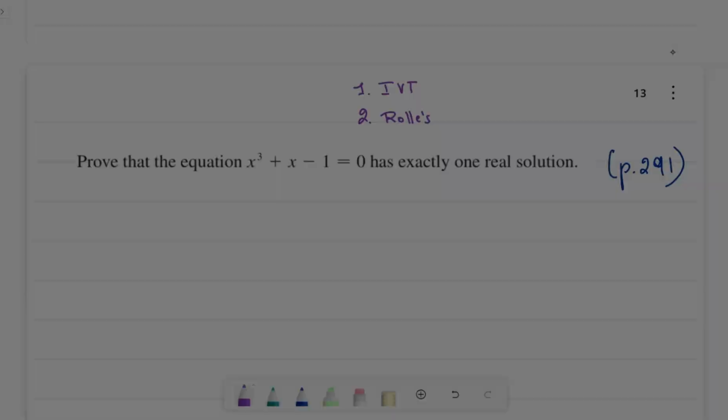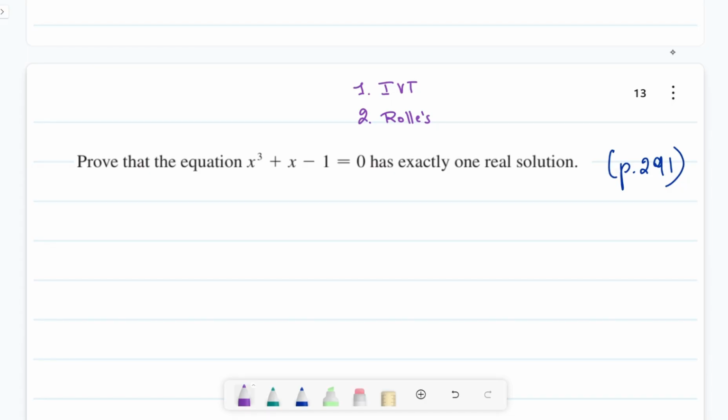Let us now move to a slightly more complicated problem that involves Rolle's theorem. We want to prove that the equation x cubed plus x minus 1 equals 0 has exactly one real solution. Such types of problems, we do them using IVT and using Rolle's theorem. So we start with IVT to show that this equation has at least one solution, and then when we finish that, we use Rolle's theorem to show by contradiction that it cannot have more than one solution. So let us begin with IVT.